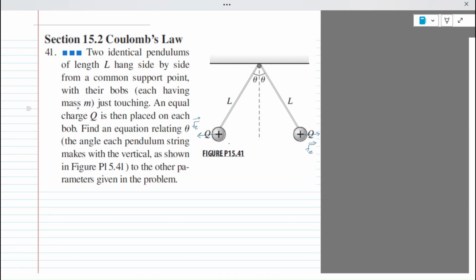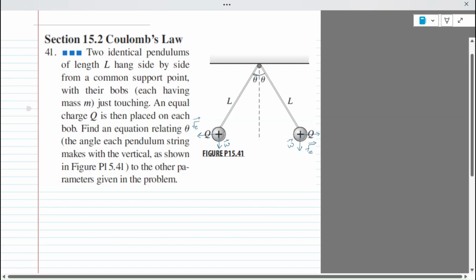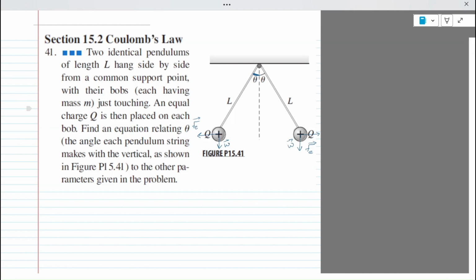We were told that the bobs have a mass m, so since we're studying forces, maybe it's useful to see that we have some weight forces as well. We want to find an equation relating theta, the angle each pendulum string makes with the vertical as shown in the figure, to the other parameters given in this problem. This angle theta is due to the repulsive force, and our pendulums are going to establish equilibrium at this angle theta. It is the angle at which our tension force is able to balance the electric force and the weight force on each bob. So we can immediately think of equilibrium to study the situation.